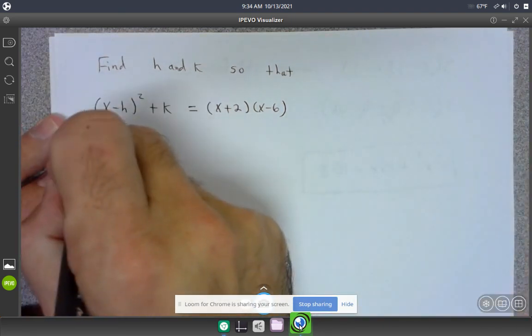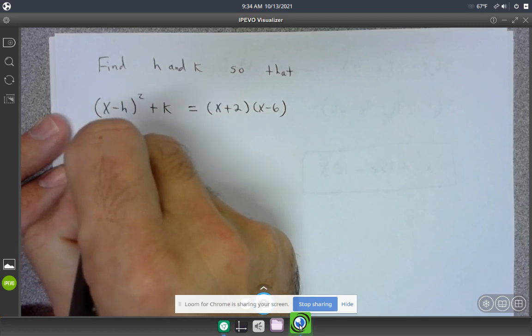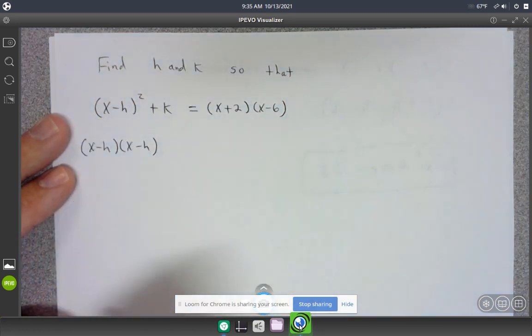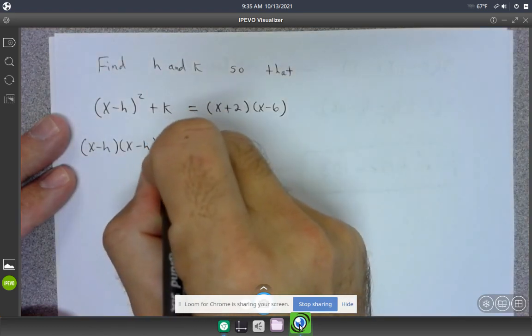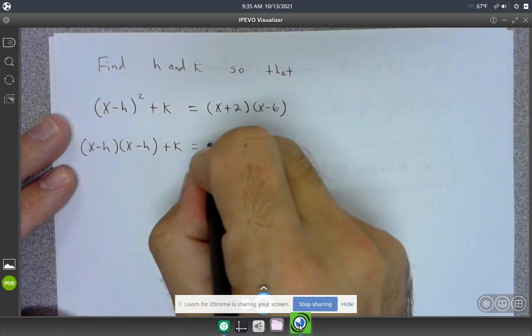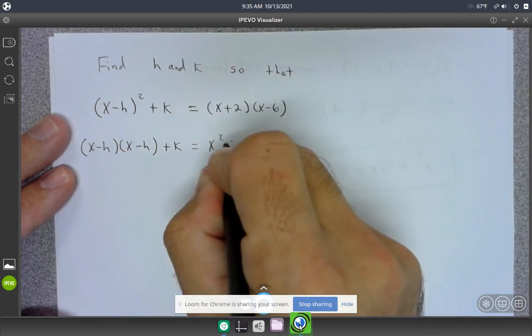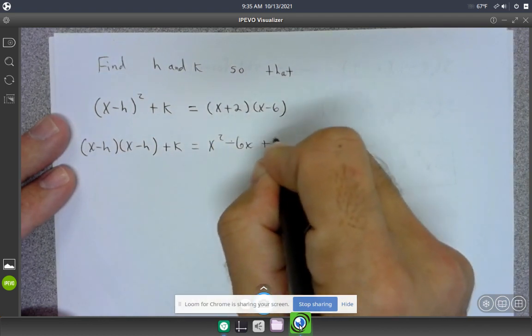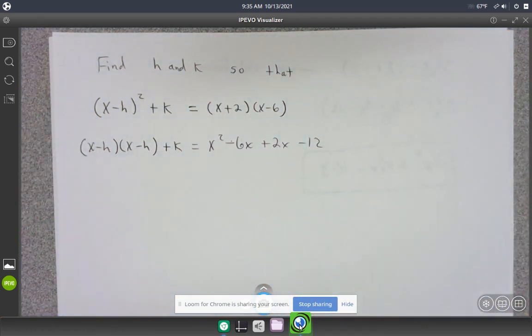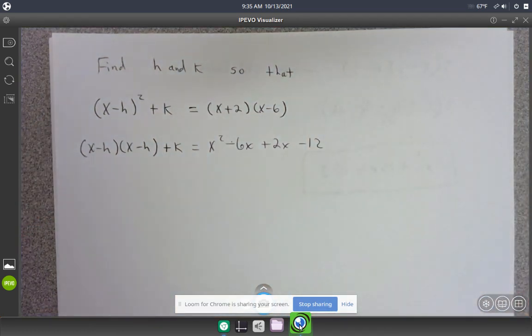But all I'm going to do is work out the left-hand side, (x minus h) squared plus k, and I'll work out the right-hand side, (x plus 2)(x minus 6), which is x squared minus 6x plus 2x minus 12. And I've got a little bit more to do here.